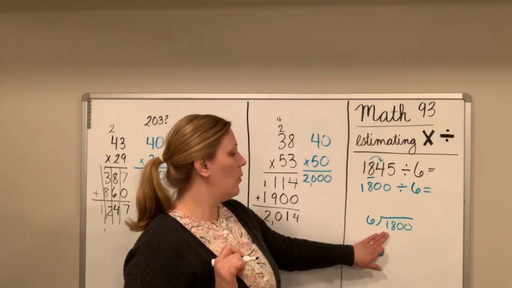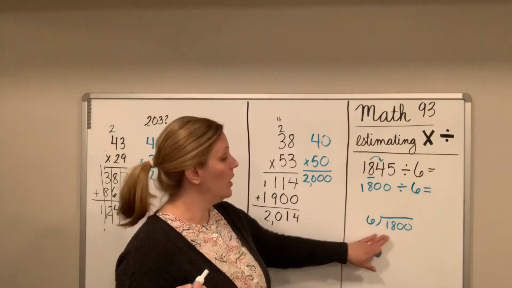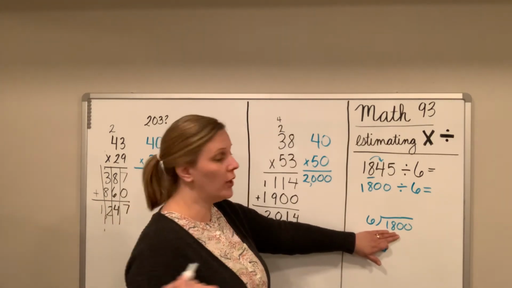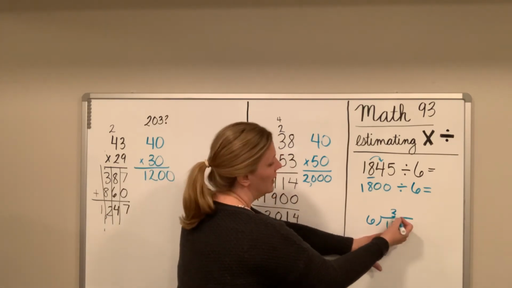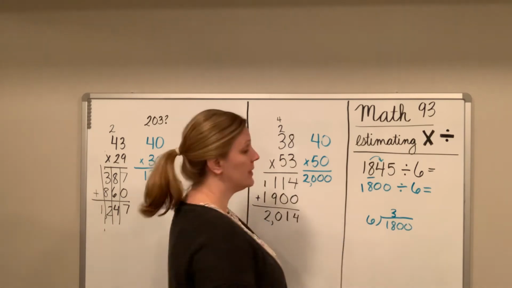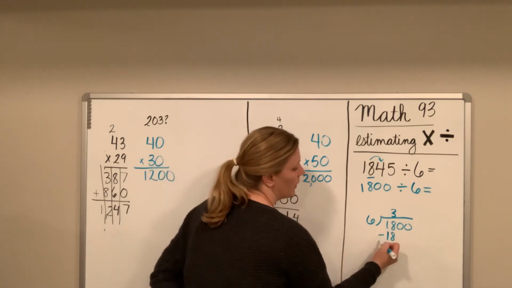Can I do 1 divided by 6? No. So I'm going to do 18 divided by 6, which you all know is 3. Because I took it into the 18, I write my 3 directly above my 8. So I divided, multiply. 6 times 3 is 18.